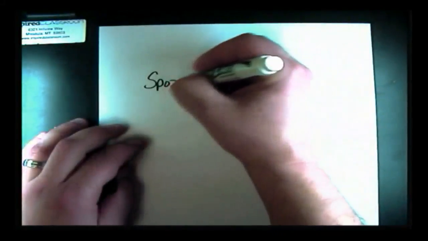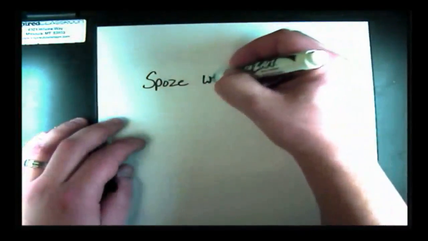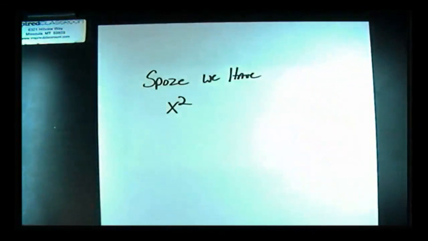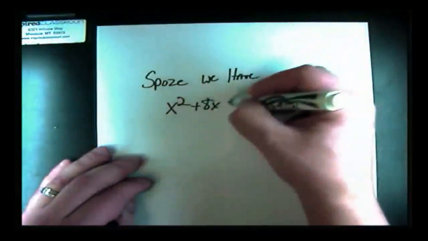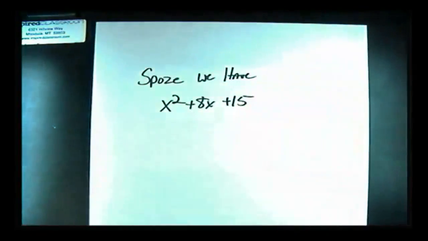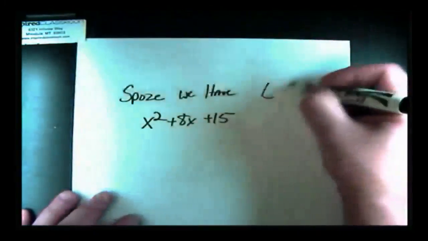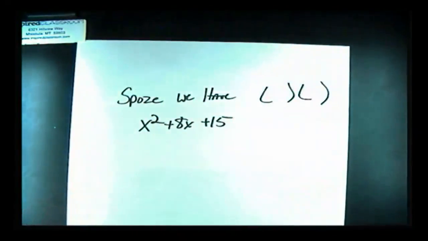Alright, so let's suppose we have x squared plus 8x plus 15. And I am tasked with the wonderful objective of trying to factor this thing into its factorable form. By factors, I mean it's going to look like something with parentheses being multiplied together.